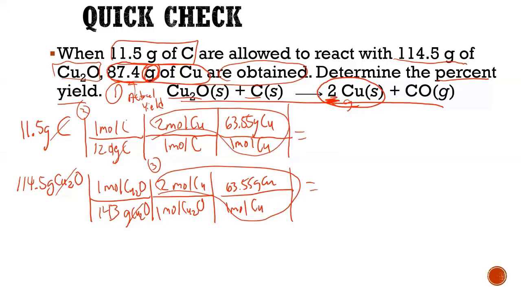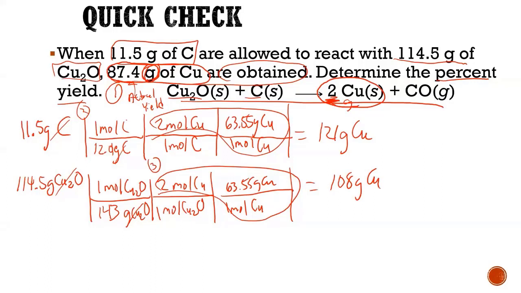So for the top one, what did you guys get for 11.5 grams of carbon? 121 grams of copper. Does that look right to everybody? Looks good to me. I didn't calculate it, but I'm trusting you. And then what about the bottom one? I would round that up to 108, but 108 grams of copper.